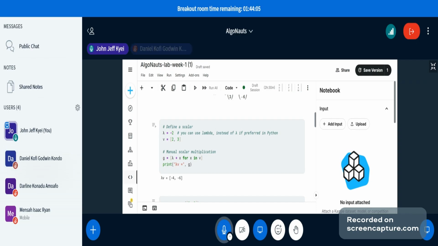So I'm just refreshing us on what we did last week and trying to complete what we were supposed to finish last week, and then we'll move on to this week's one. Hopefully, there'll be enough time to do that.